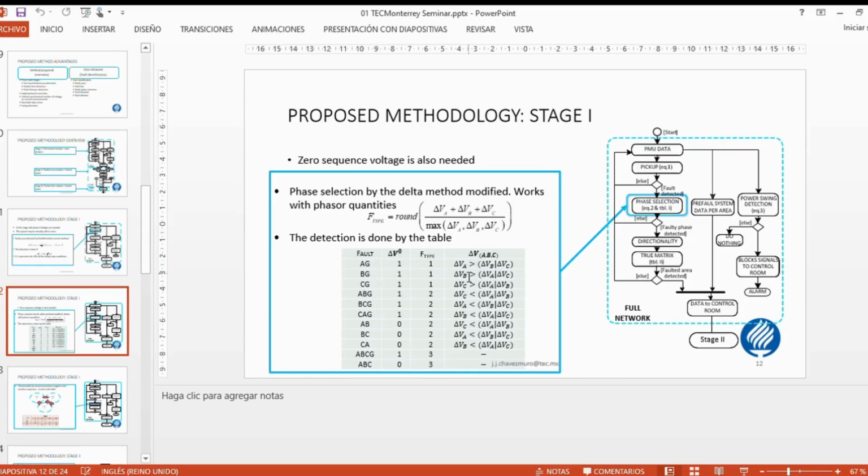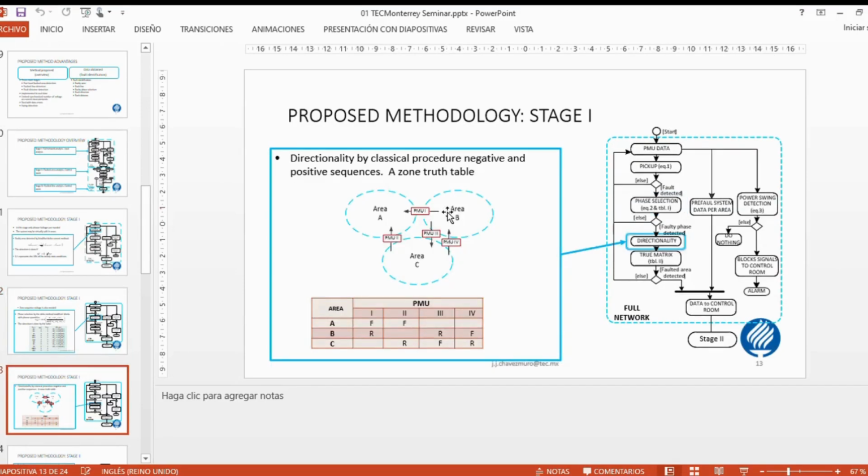If the delta voltage, for example, from A is greater than the voltage from B and C, then we will have an A to ground fault, and it's the same for all the other elements. And the type, we determine with this formula: if it's a single phase to ground, two phase to ground, or three phase to ground fault. Okay, good. Then the directionality.